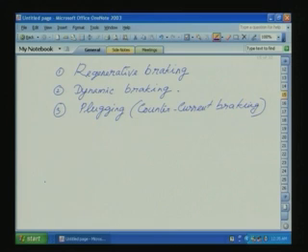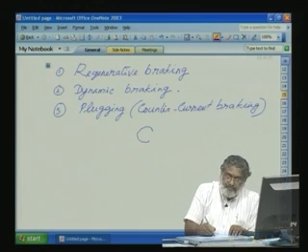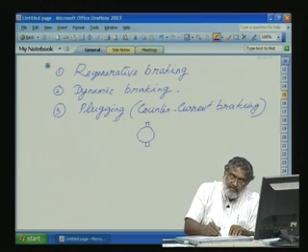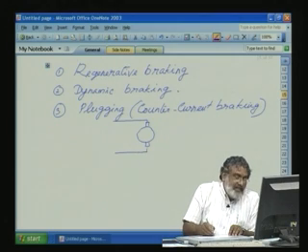What is meant by dynamic braking? In dynamic braking, instead of regenerating back, the energy is dissipated in a resistor by disconnecting the armature from the source supply and connecting to the resistor. See, here it will look like this. Previously it was like this, the field winding we are not touching.